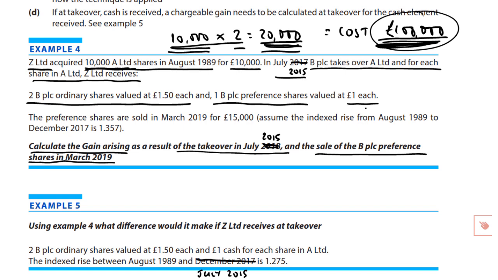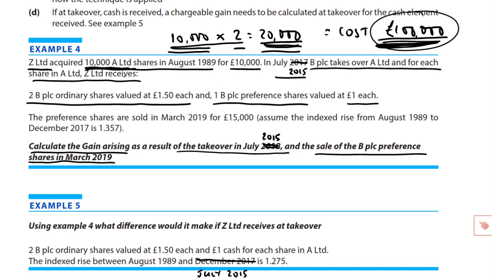Before you go on and deal with the disposal of the preference shares, let's now start the working that we need to do. And for this, we'll look through to the answer. But it's very simple. You are going to list out, at the point of takeover, what are the market values of the shares you have received in B plc. Firstly, ordinary shares, and then preference shares. So what did we have?